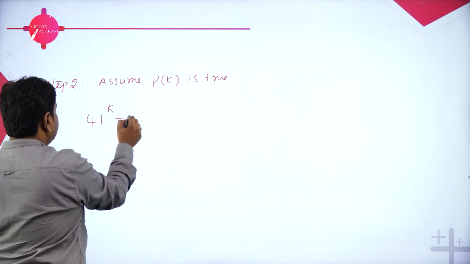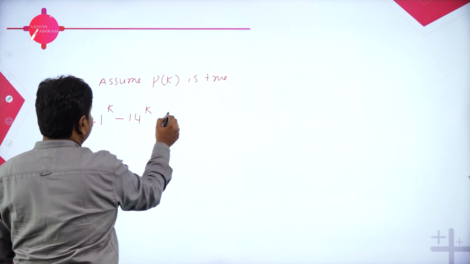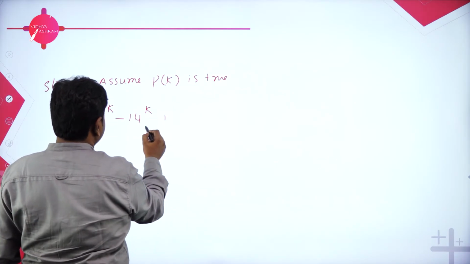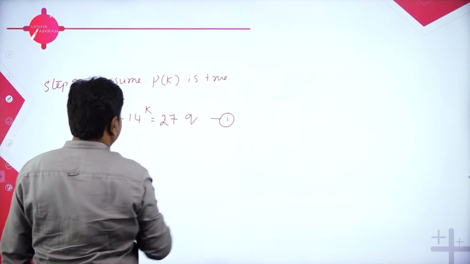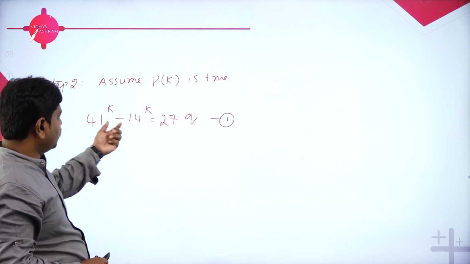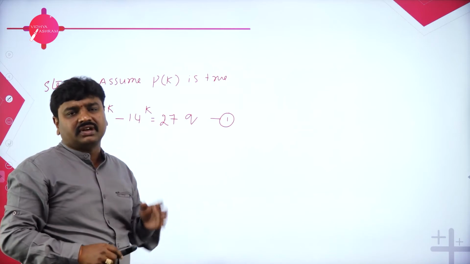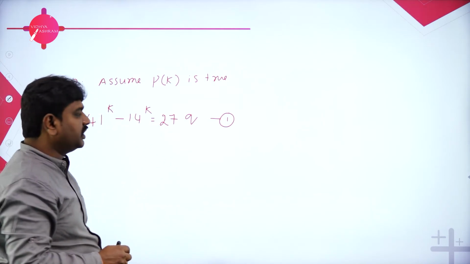41 power k minus 14 power k is a multiple of 27. That means it is equal to 27 times q. That is equation 1. Wherever you get 41 power k minus 14 power k, you can write it as 27 times some integer multiple.